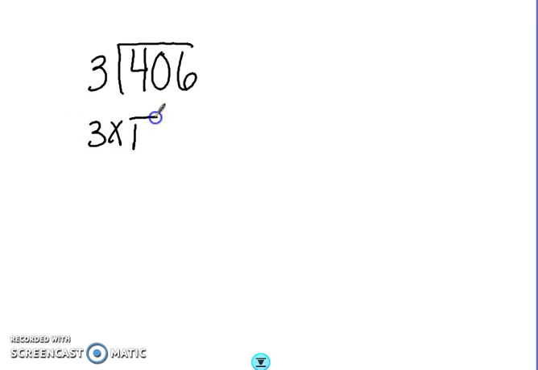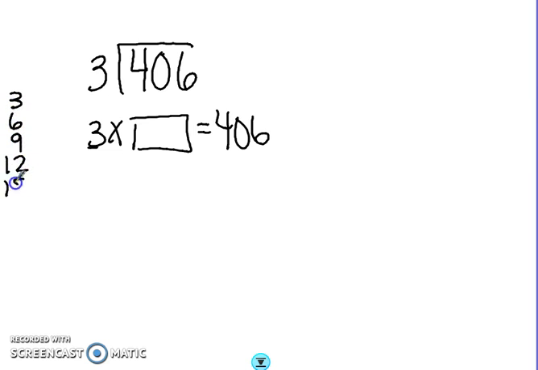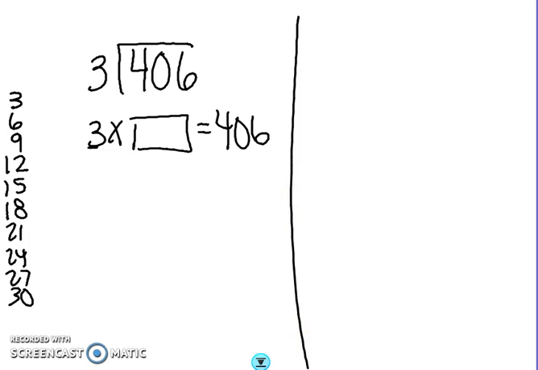I want to go ahead and show one other example to connect the ice cream cone method with the standard algorithm. So let's say we have 406 divided by 3. Well, I know with my ice cream cone method, 3 times something equals 406. And then I need to go ahead and roll my 3's: 3, 6, 9, 12, 15, 18, 21, 24, 27, 30. Let me go ahead and set up my standard algorithm over here.